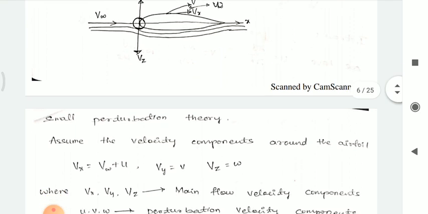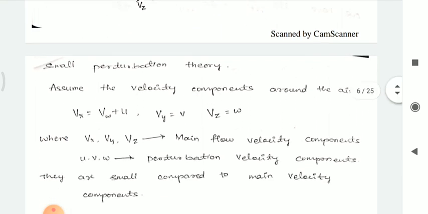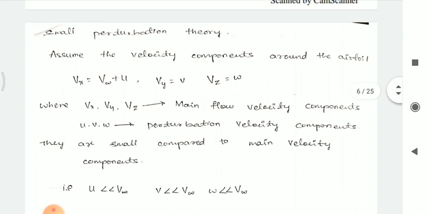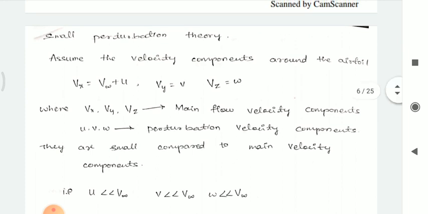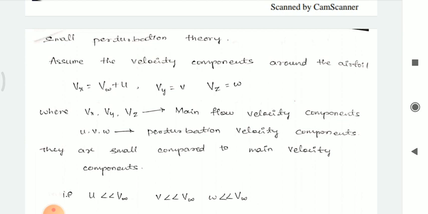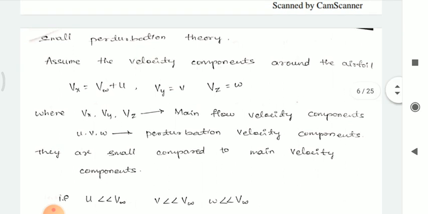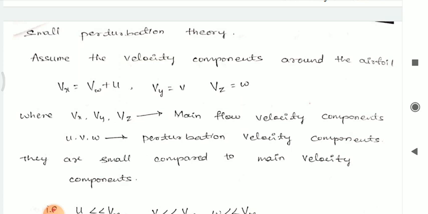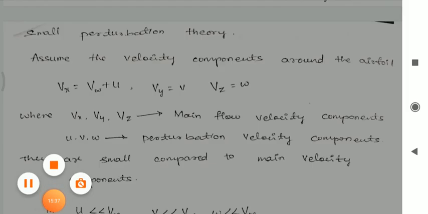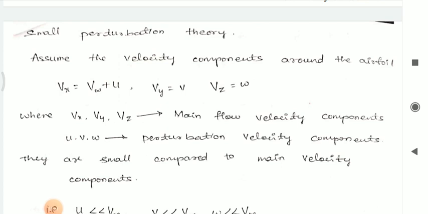Fine. So assuming the velocity components around the airfoil, Vx, which is the velocity in the x direction, we have free stream velocity V infinity and perturbation velocity u. So V infinity plus u. Vy, which is the velocity in the y direction, does not have any free stream velocity. There is only one perturbation velocity v, and in z there is only the perturbation velocity w. So only in the x direction you have V infinity, whereas in the y and z directions there is no V infinity, only the perturbation velocities.